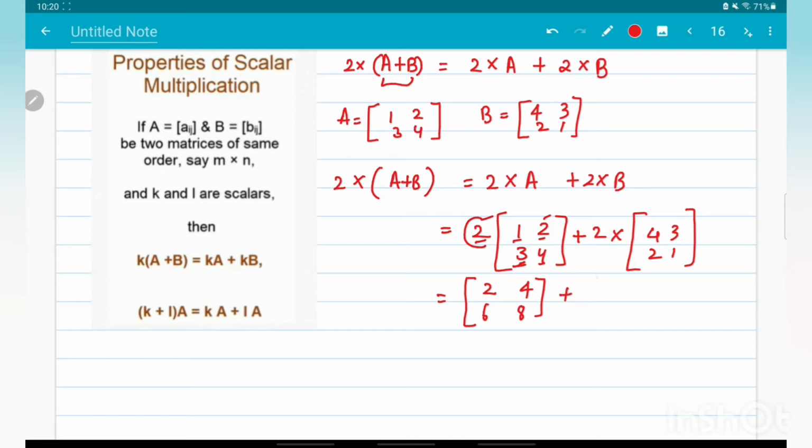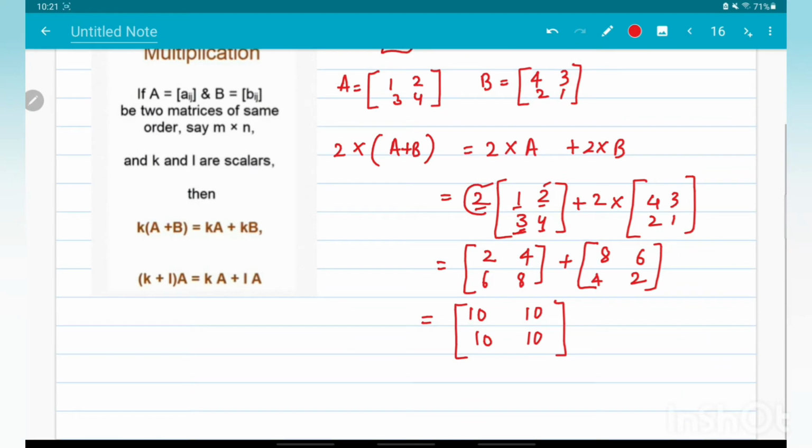Now here also I'm going to do the same thing. I'm going to multiply all the elements of this matrix B with 2, and this becomes 2 fours are 8, 2 threes are 6, 2 twos are 4, 2 ones are 2. Okay, and now I'm going to add both of these matrices and I'll get the final answer. So this is what I get when I add these two matrices. So this is my RHS side.